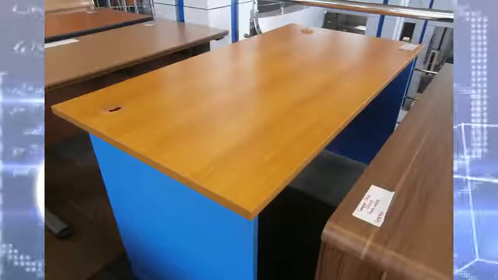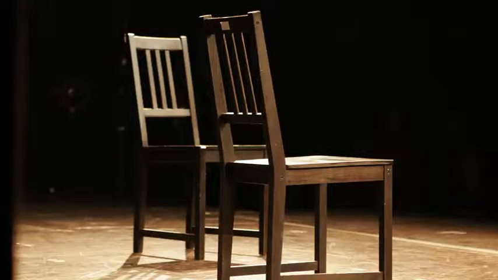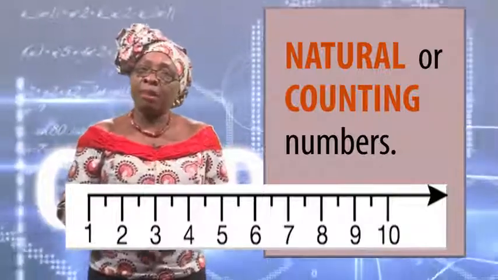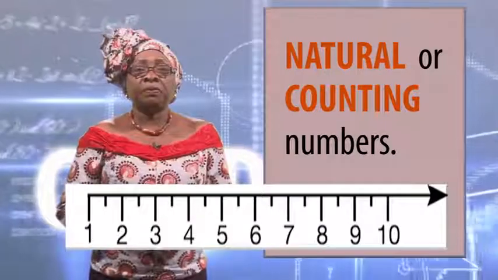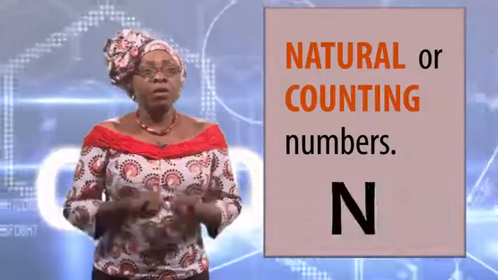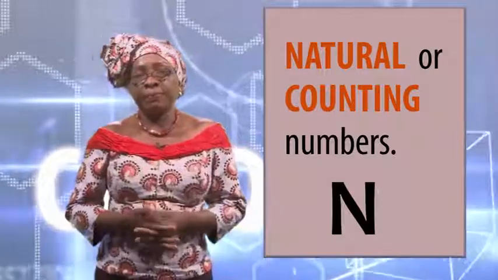Now, when counting started, people counted their possessions and objects. And so they started with numbers like 1, 2, 3, and so on. And these numbers are called the counting numbers or the natural numbers. There are so many. And normally we use the capital letter N for them for short.